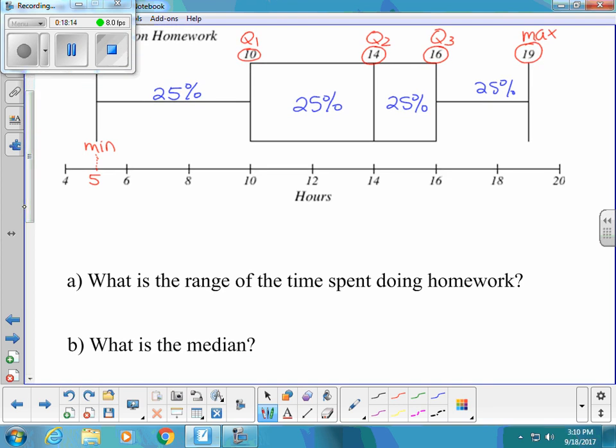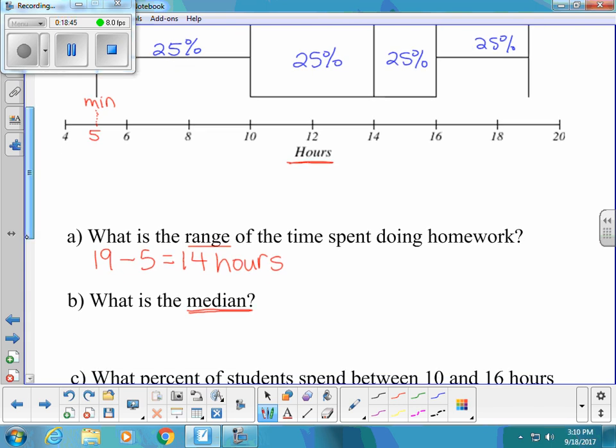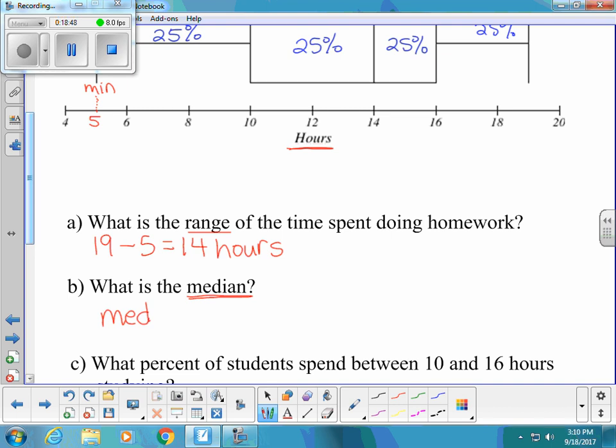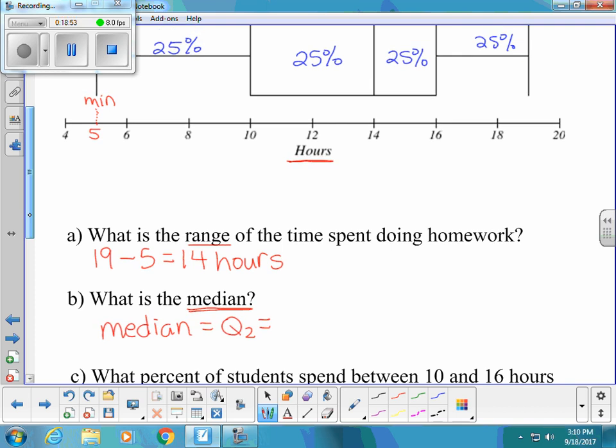The first question says, what is the range, or that's high minus low, of the time spent doing homework? In this case, that would be 19 minus 5, so 14, I'm assuming hours. Yeah, hours. It says right here. What is the median? That would be your Q2. Median is the same as Q2, which in this case was 14.